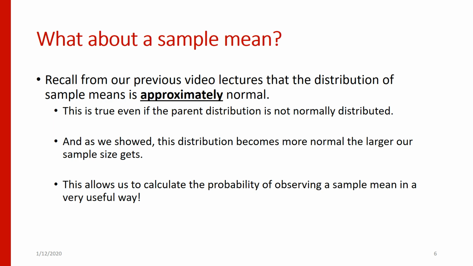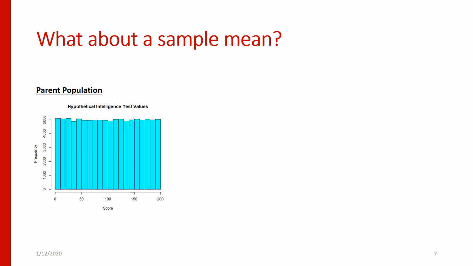useful way. So for instance, let's say our hypothetical intelligence test scores are distributed very differently. Let's say that rather than normally distributed, we're going to have a uniform distribution of intelligence test values. So every intelligence test score from 0 to 200 is equally probable. And this is not at all how these things are distributed, but we're doing this specifically to show you that if you sample and calculate sample means, they are going to approximate a normal distribution.